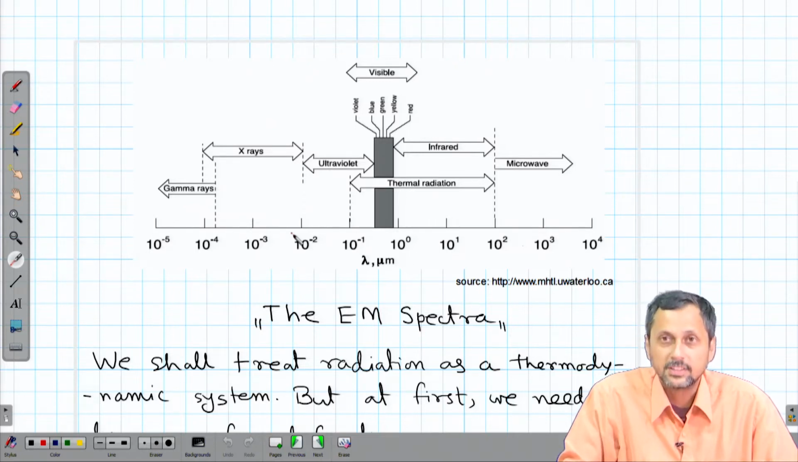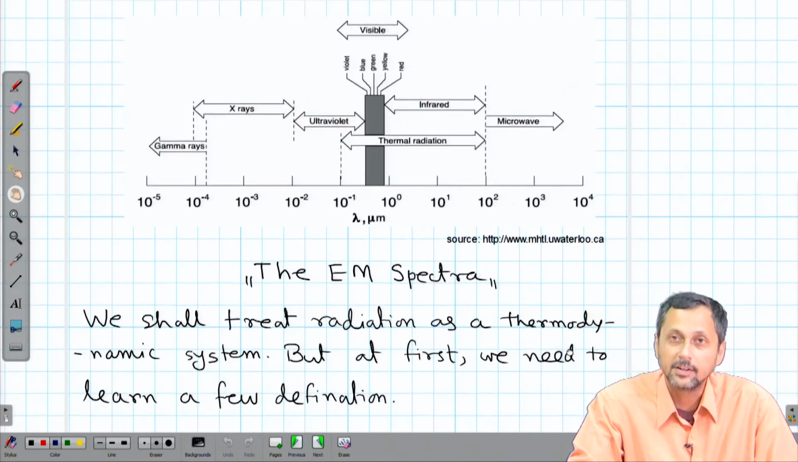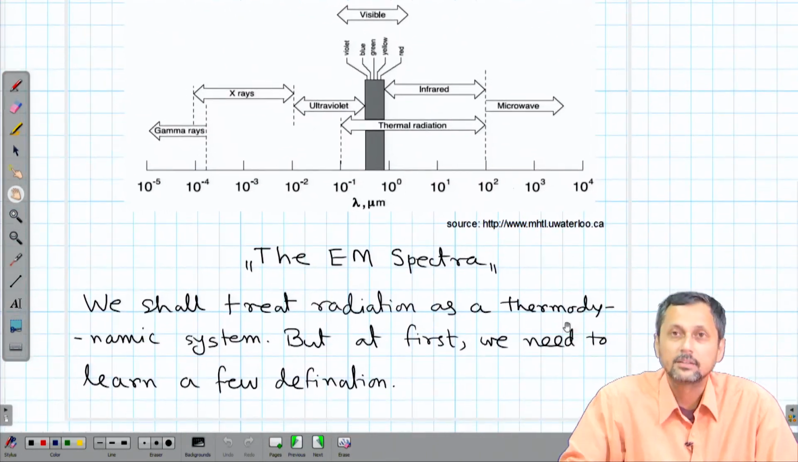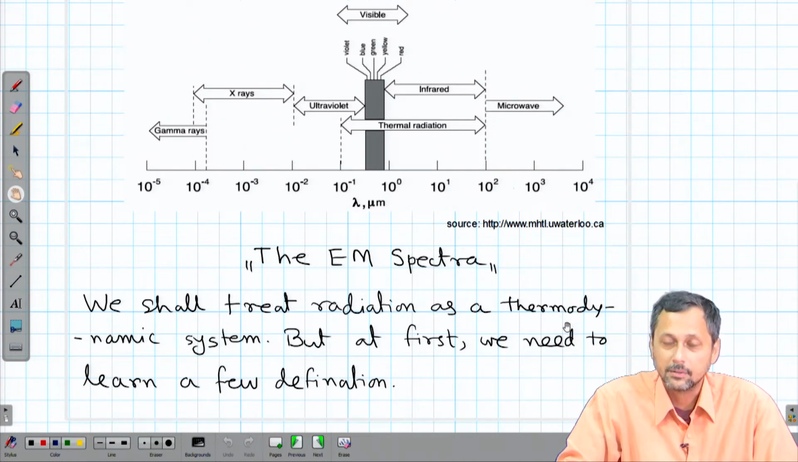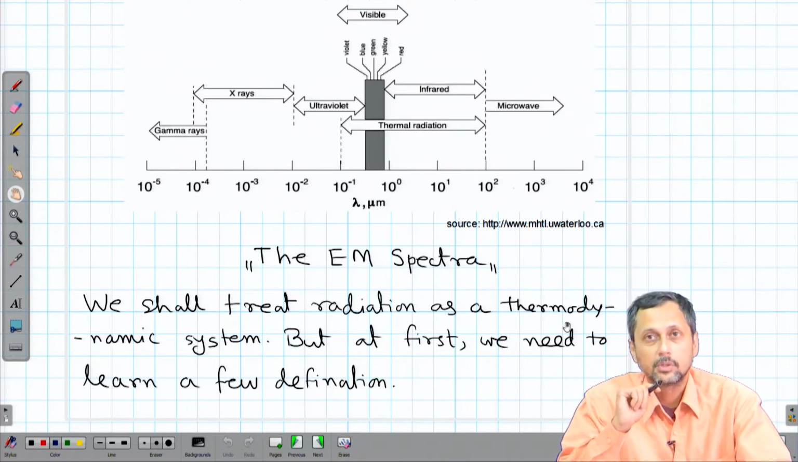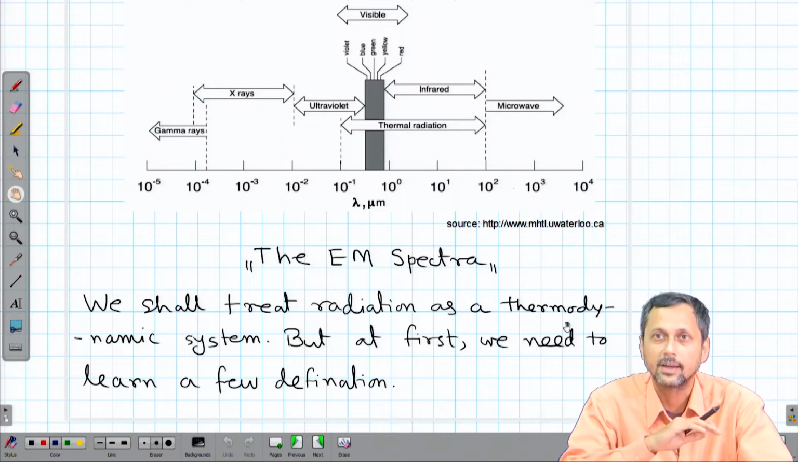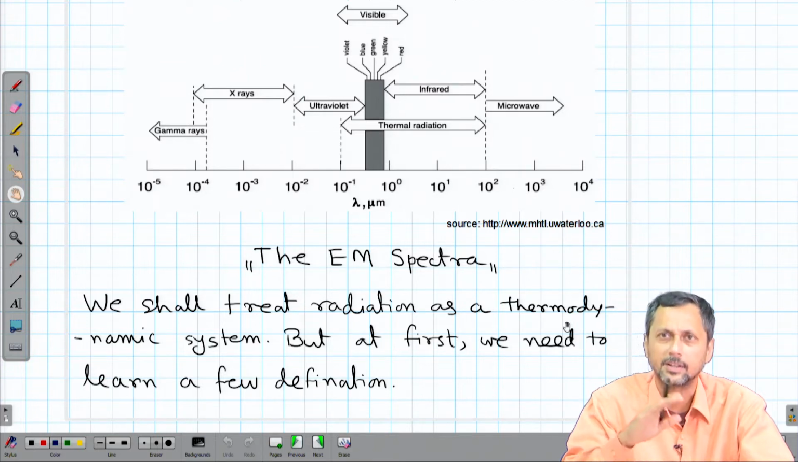Now, in this chapter what we are going to do is treat thermal radiation as a thermodynamic system, but at first we need to learn a few definitions before we can go there. Okay. And also we will talk a little bit about the spectrum, the possible spectrum of a black body, which covers the entire thermal radiation range.